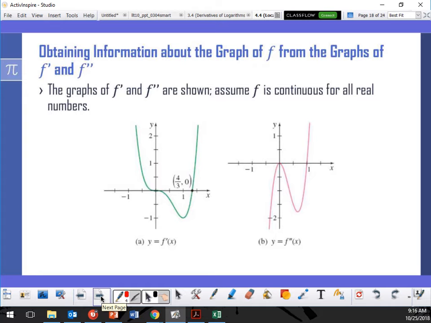Graphs of f, and graphs of f prime and f double prime are shown. Assume f is continuous for all real numbers. Okay, so that means that this one right here is going to be the derivative, right? And this is going to be double prime, so that's going to be the second derivative. Okay. So, let's do the concavity test right here. So we know, using the second derivative, it's equal to 0 where?